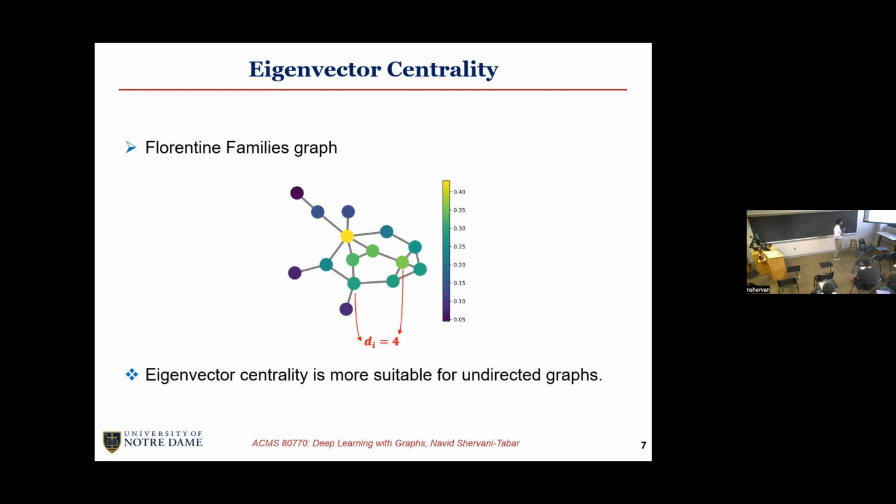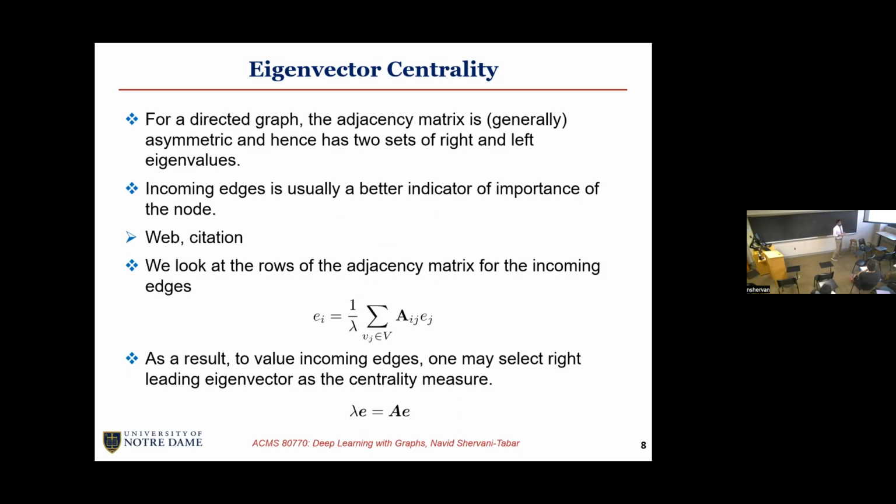But this type of eigenvector centrality is not suitable for directed graphs. If we have a graph that is directed, we basically don't want to use this for that. And there's a good reason for that. There are multiple challenges. If you think about a directed graph, it mostly doesn't have a symmetric adjacency matrix in general. It can have, but it generally doesn't.